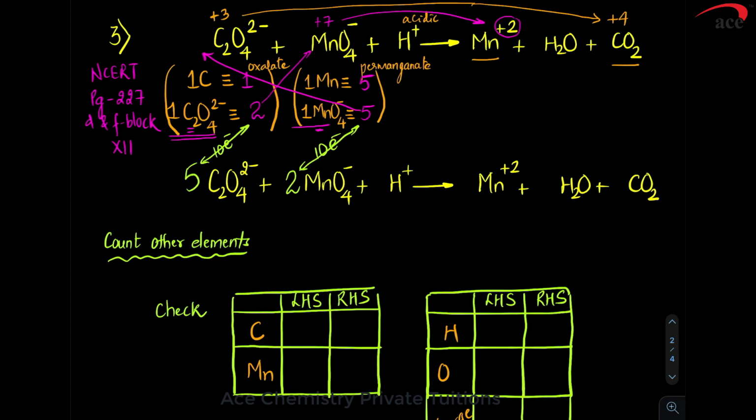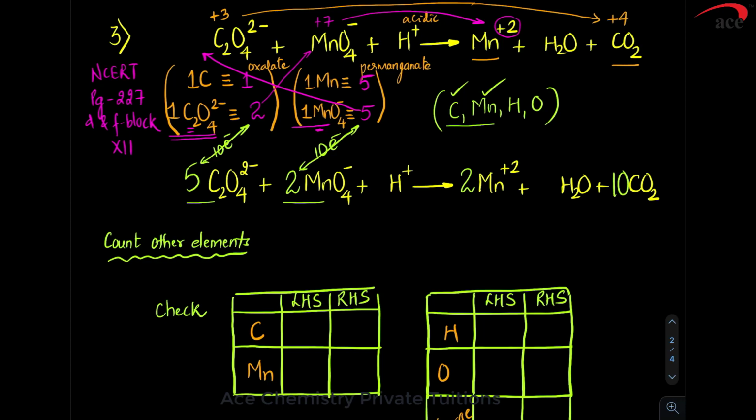Now, what is the next task? We have how many elements? Carbon, manganese, hydrogen and oxygen. As a student, can you tell me which are the elements that you will balance first? Correct, carbon and manganese, because they are undergoing a change. Total number of carbon on this side 10. So, total number of carbon on this side also should be 10. Carbon balanced. Total number of manganese on this side is 2. So, total number of manganese also on this side should be 2. So, even manganese is balanced.